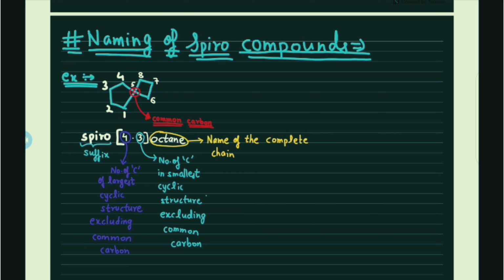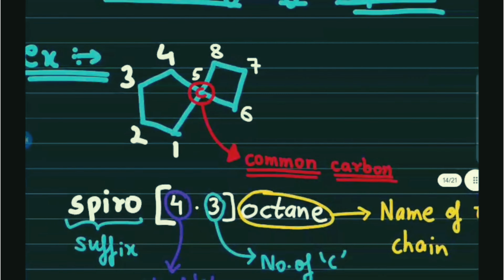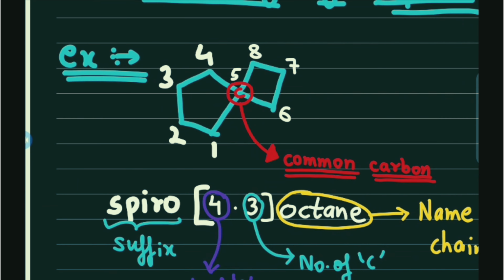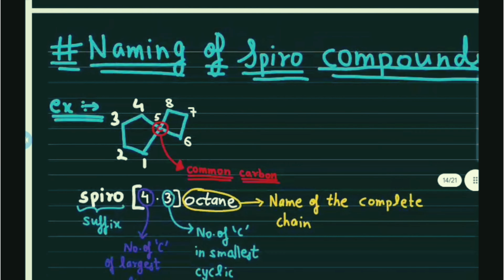Now, the most interesting and main part of this chapter. This helps solve many JEE mains questions, and other engineering exams also ask questions on these compounds. So our topic is naming of spiro compounds. On your screen, you can see this compound. These are two cyclic carbon chains attached at a single carbon. This carbon is named as the common carbon.